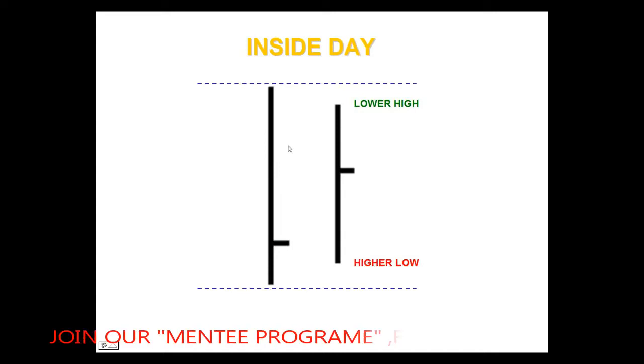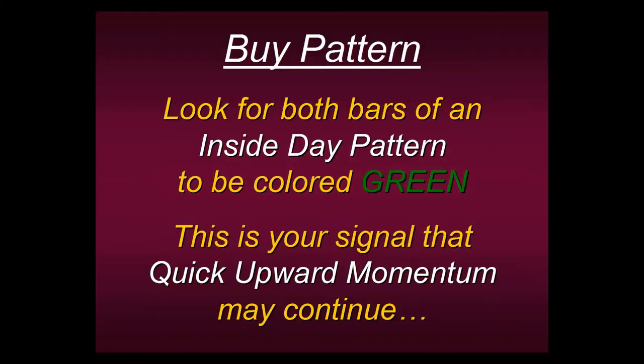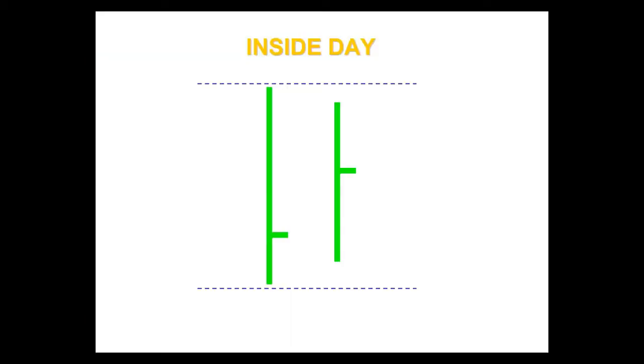All right, so we've clarified we're looking for this particular two-bar pattern along with the PET-D tool applied to it. So what are we actually looking for? Well, if we're looking for a buy situation or a buy pattern, we want to look for both bars of an inside day pattern to be colored green. Okay, this is your signal that a quick upward momentum move may continue. So that's what we're looking for, and this is what you want to see. Once you've applied the PET-D tool to your chart, you can see here that we have an inside day that is fully colored in the color bar system in green.